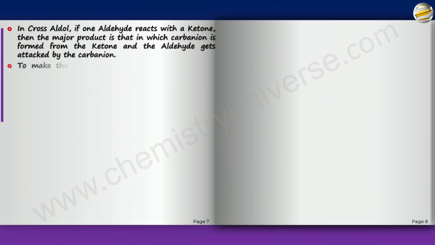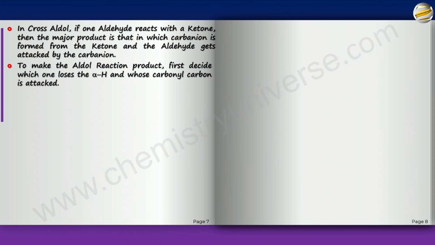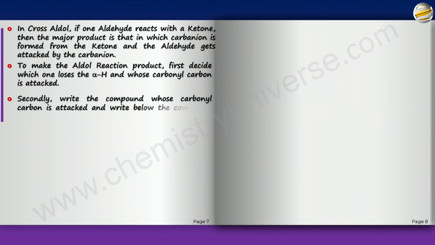Alright. Now to make the aldol reaction product without doing much of the mechanism, first of all decide which one will lose the alpha H and whose carbonyl carbon is attacked. Then, secondly, write the compound whose carbonyl carbon is attacked, and below it write the compound whose alpha H will be lost, such that the alpha carbon from which the H will be lost is just below the carbonyl compound. For example, take this.